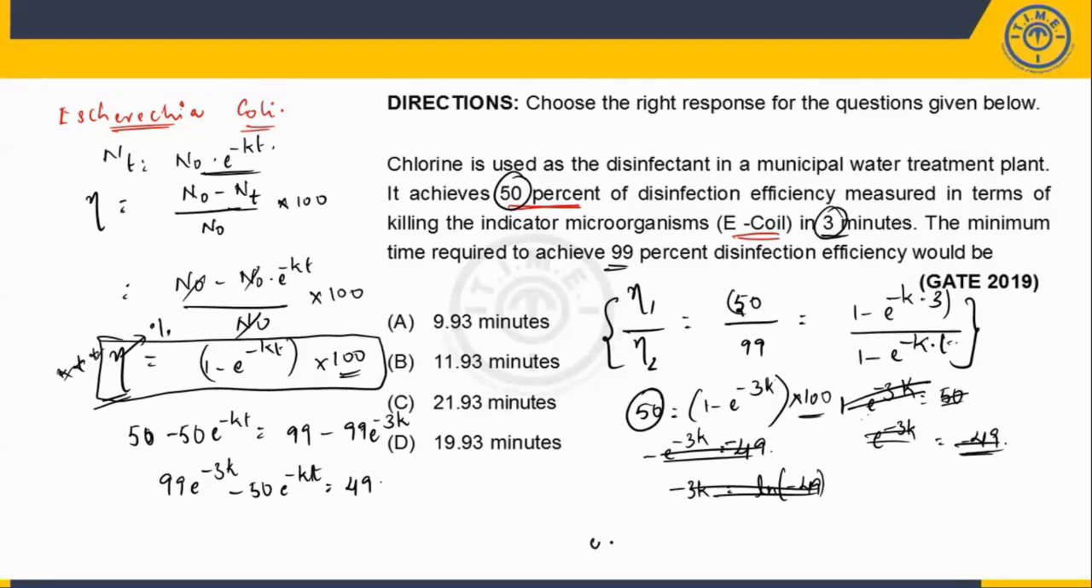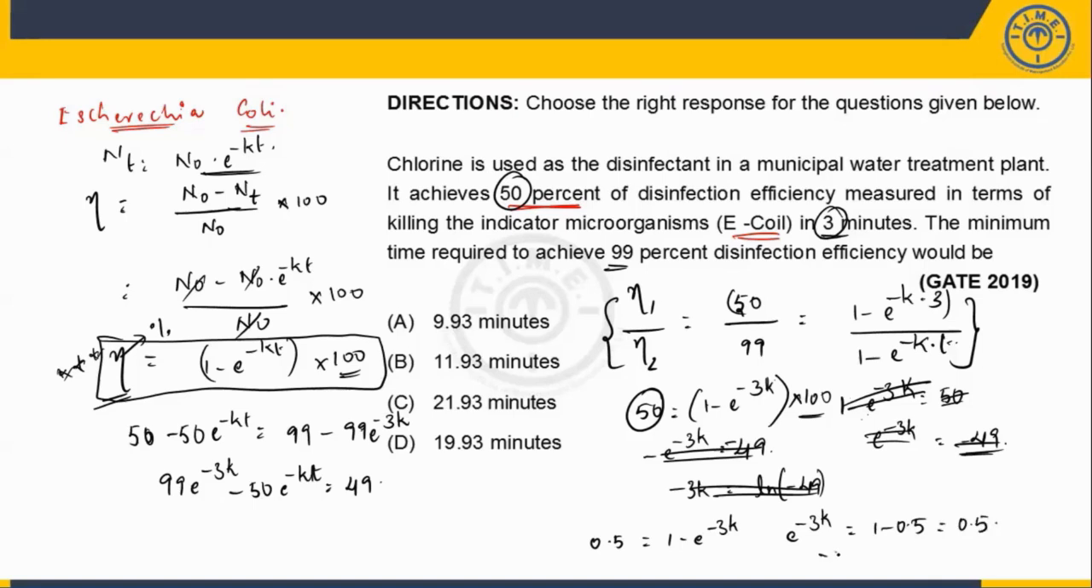So now when I bring this 100 to the left side, 50 by 100 is 0.5, equal to 1 minus e power minus 3k. Now, taking e power minus 3k to the left side, e power minus 3k is equal to 1 minus 0.5. How much is it?